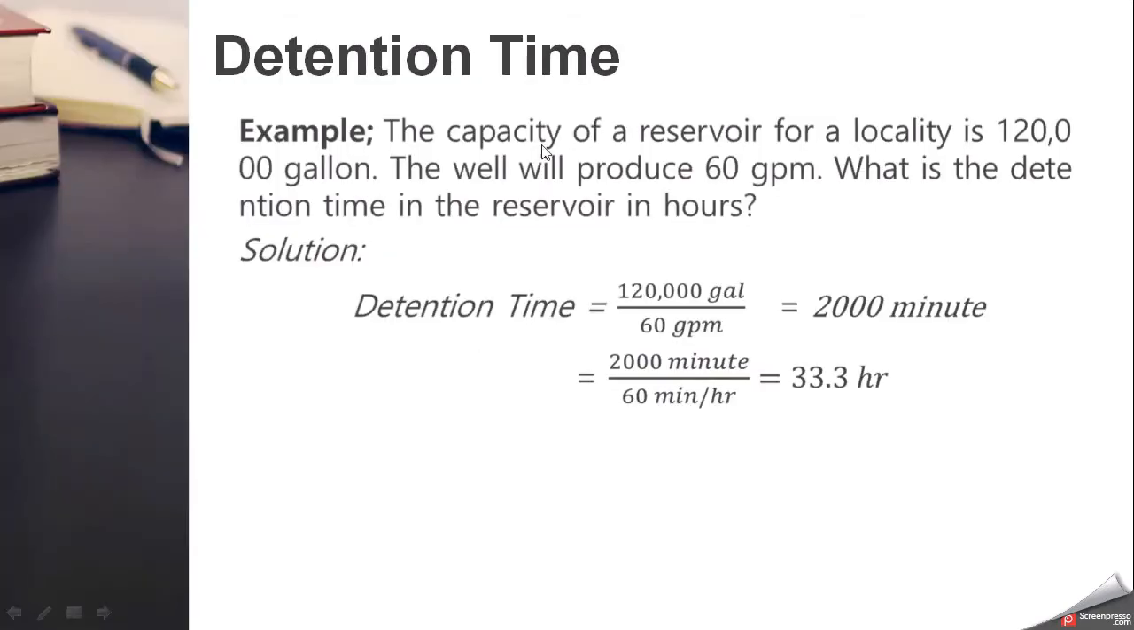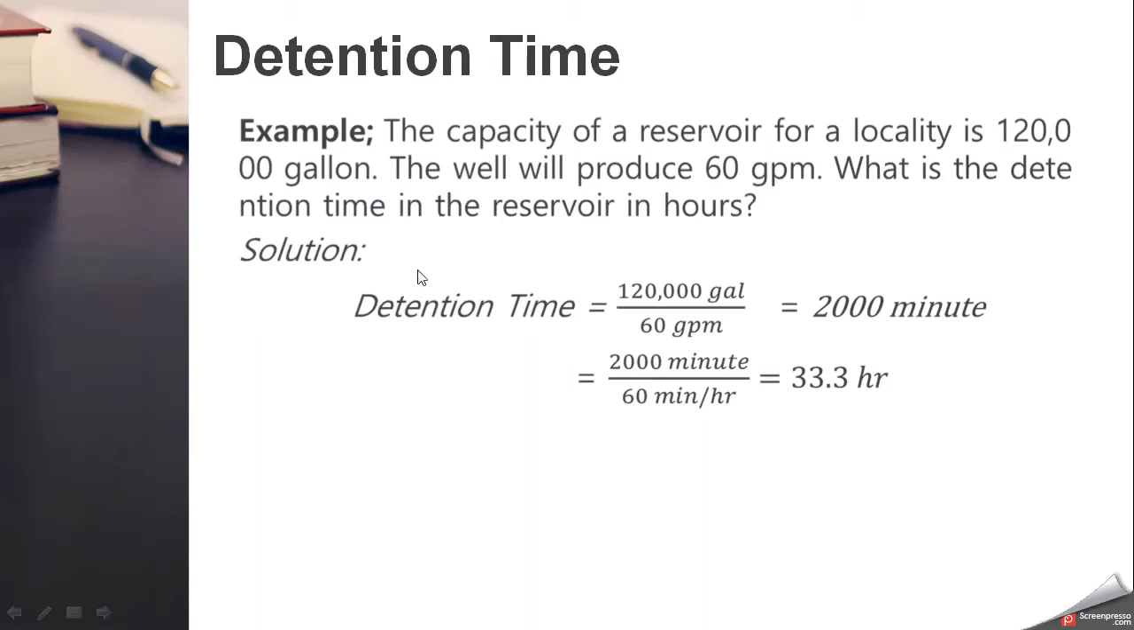For example, the capacity of a reservoir for a locality is 120,000 gallons. The well will produce 60 gallons per minute of water. So we have a total volume of 120,000 gallons and a flow rate of 60 gallons per minute from the well. What is the detention time in the reservoir in hours?